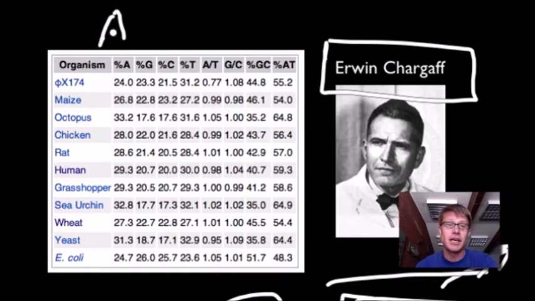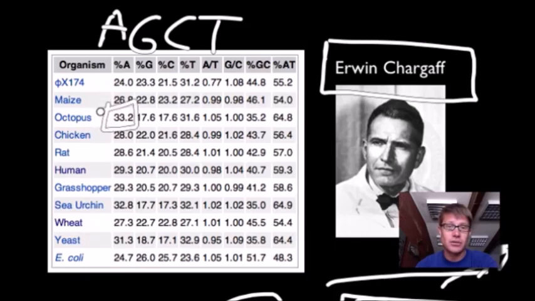And so A, G, C, and T are the four different bases that are found in DNA. And he found something unique. If you look at, for example, octopus, the amount of A, 33.2, and the amount of T is exactly the same. And if you look at the amount of G, 17.6 and 17.1, that's about the same as well.